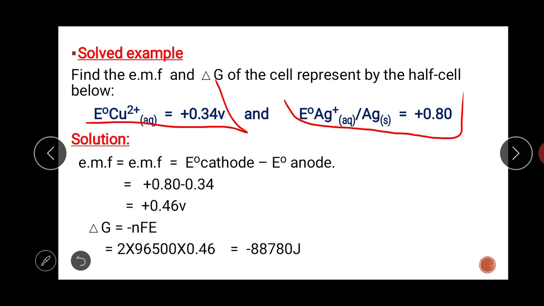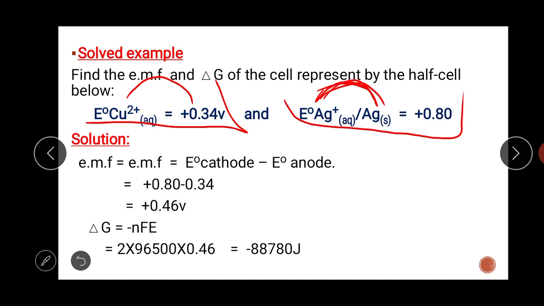is the silver, because this is the one that is gaining electrons. This is what we call reduction. Reduction takes place at the cathode, and oxidation takes place at the anode. So this is exactly reduction. You can see it from Ag plus to Ag.